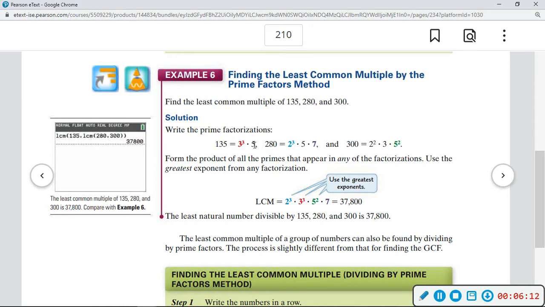Out of the 5s, they have this one, and they have this one that's squared. They choose the biggest one. You have actually a 5 here and a 5 here, but out of them, you choose the biggest exponent. The 2, there's a 2 to the second, a 2 to the third. You choose the biggest one, 2 to the third. And then there's only one 7. So that's why they have those highlighted. You're going to choose all the numbers that appear. They put them in order 2, 3, 5, 7, and then you just take the highest exponent.